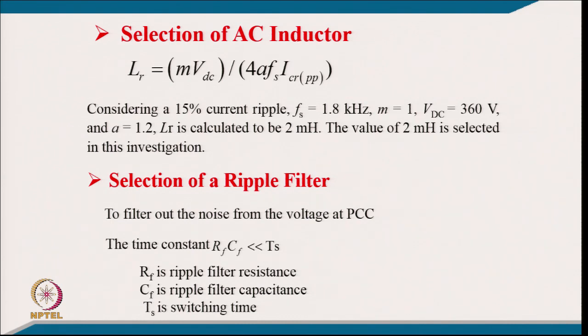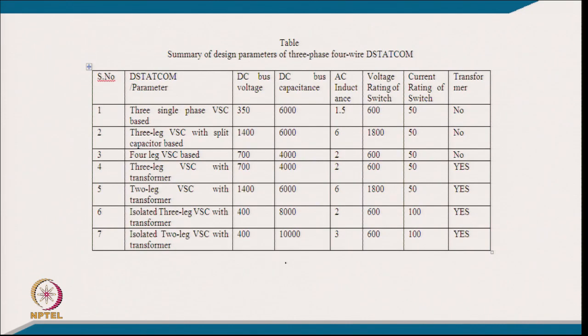And coming to the selection of ripple filter, to filter out the noise from the voltage at the point of common coupling, the time constant is considered much lesser than the RF CF time constant of the filter, where RF is the ripple filter resistance, CF is the ripple filter capacitance, and Ts is the time period corresponding to the switching frequency.